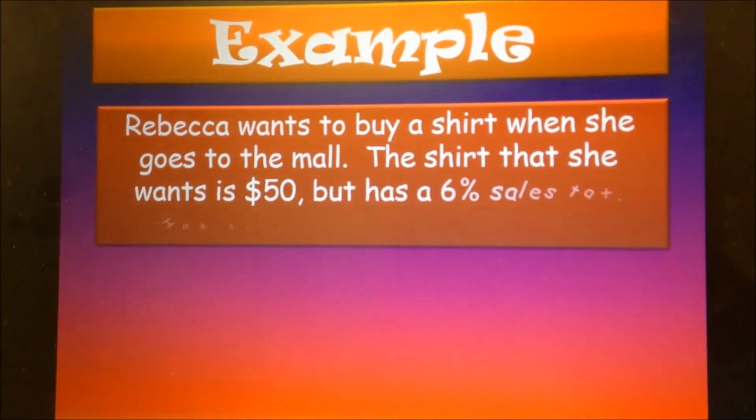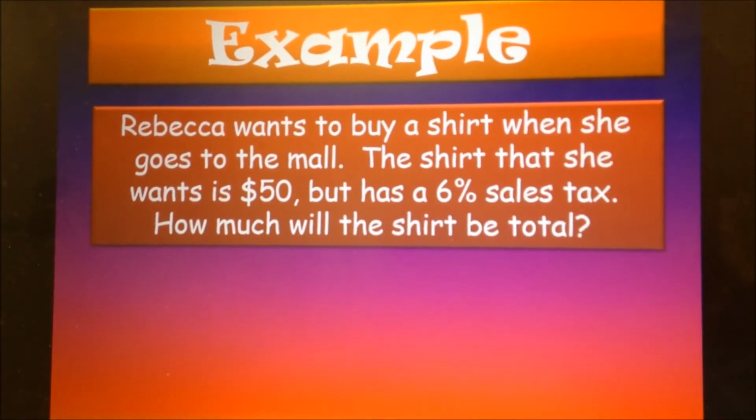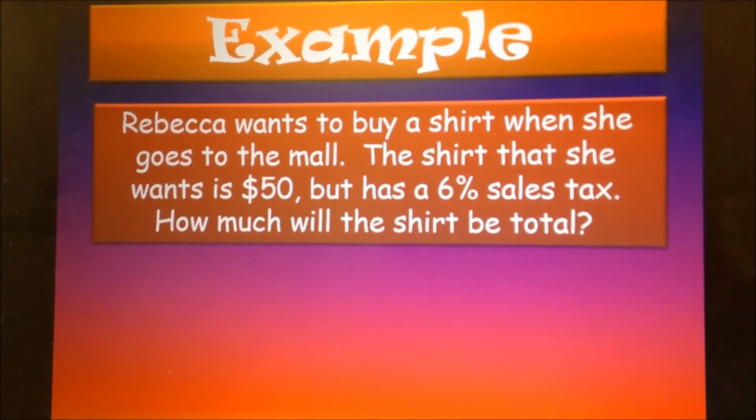The third example that we're going to do today says Rebecca wants to buy a shirt when she goes to the mall. The shirt that she wants is $50 but has a 6% sales tax.